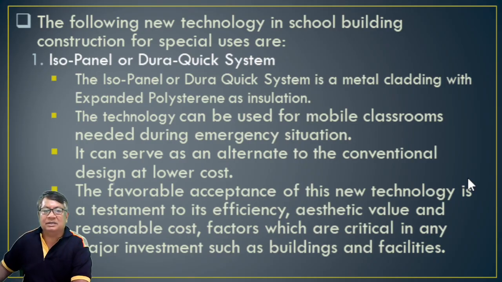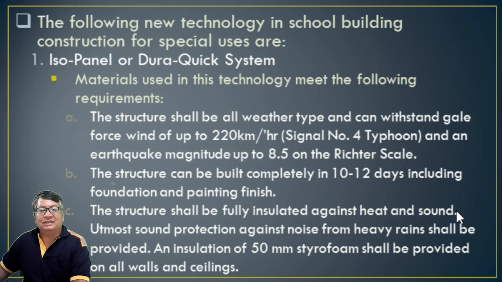So we have this, the ISO panel or DuraQuick system is a metal cladding with expanded polystyrene as insulation. The technology can be used for mobile classrooms needed during the emergency situation. It can serve as the alternate to the conventional design at lower cost. The favorable acceptance of this new technology is a testament to its efficiency, aesthetic value, and reasonable cost, factors which are critical in any major investment such as building and facilities.